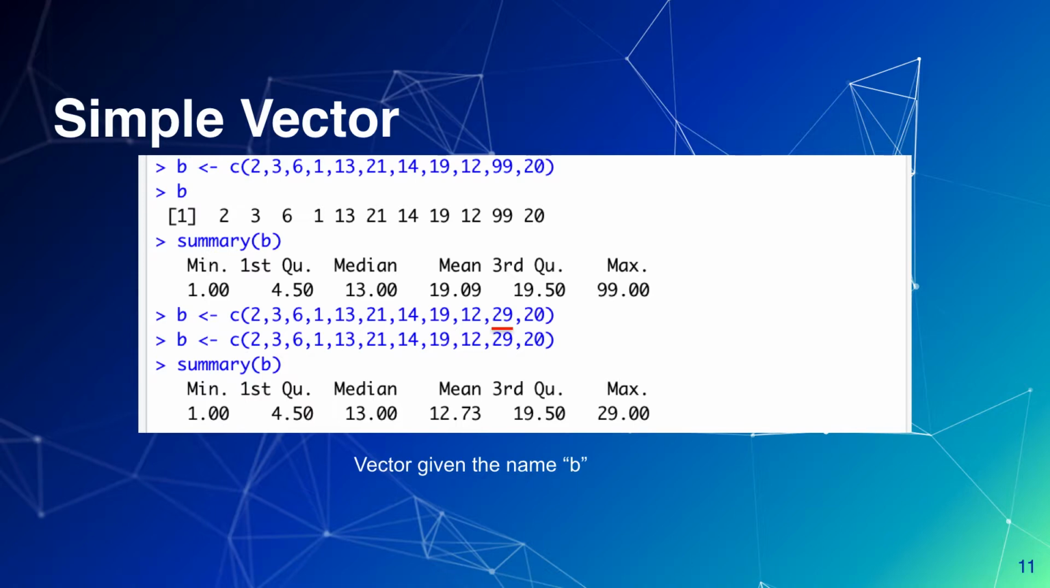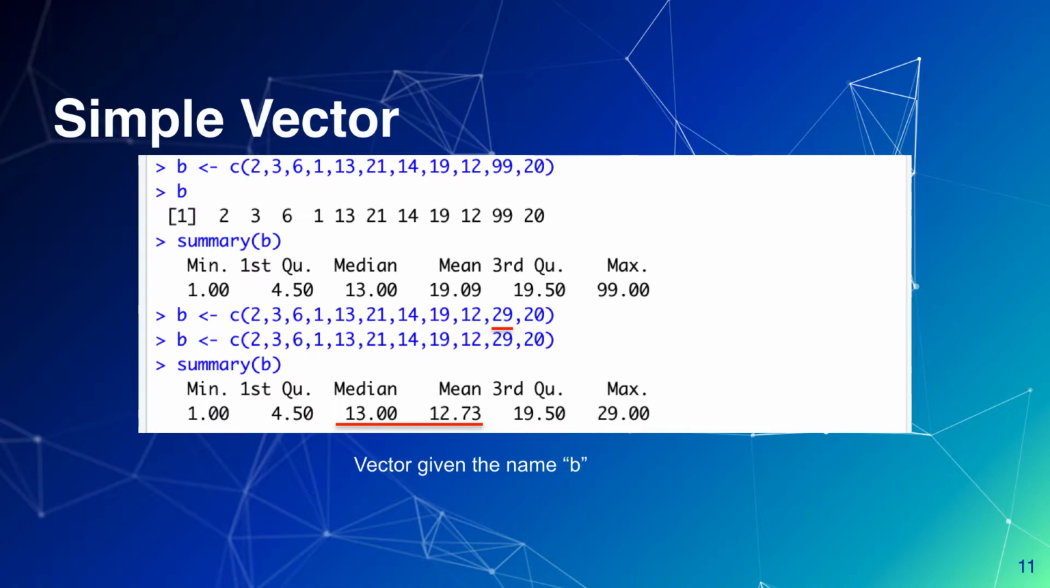So I summarize after changing the 99 to the 29. The next summary produces a mean and a median that are much closer together. So we saw that the outlier in that case, the 99, is what caused the great distance between the mean and the median.